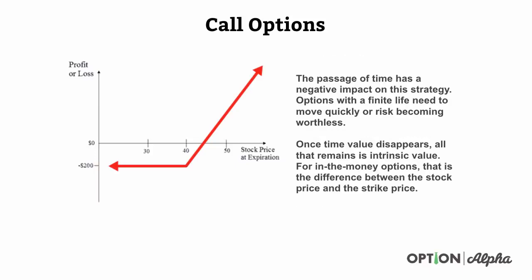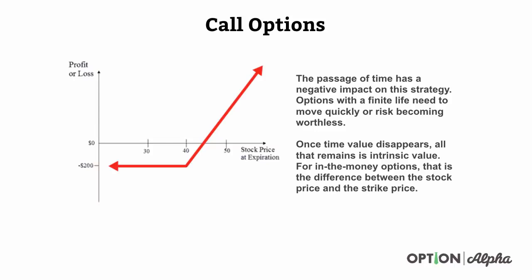Now, as time passes, it has a negative impact on the strategy. And that really goes for all long options, because options have a finite life. And as they go quicker and quicker towards expiration, the time left for the stock to move into a favorable zone is going to be less and less. Once the time value disappears, then all that remains is the intrinsic value, so the difference between the strike price and the current price of the market. For in-the-money options, that's the difference between strike price and the current price of the market.